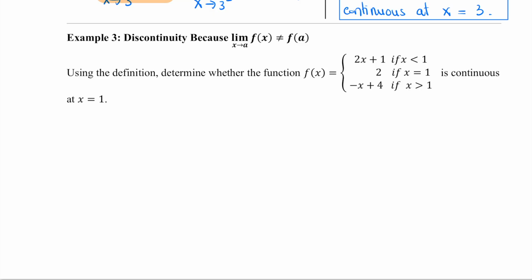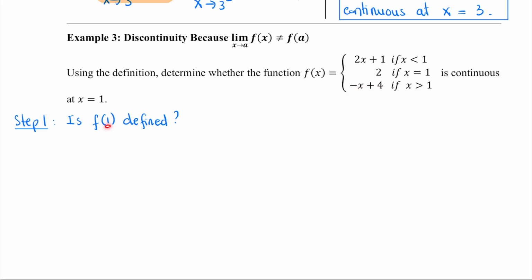Now, let's look at one more example. Determine whether the function f of x is continuous at x equals 1. Step 1. Check the function value f of 1. To find f of 1, I use f of x and I replace x with 1. f of x is a piecewise function. It will be 2x plus 1 if x is less than 1. It will be 2 if x equals 1. And it'll be negative x plus 4 if x is greater than 1.